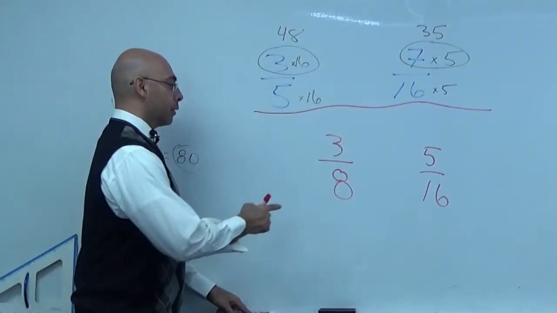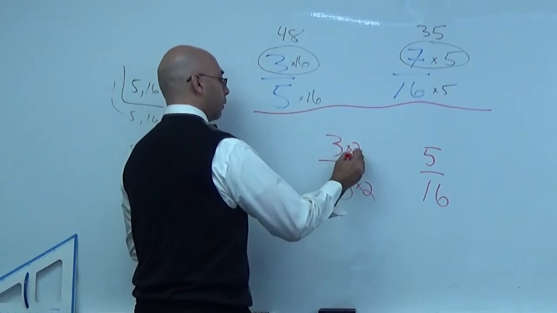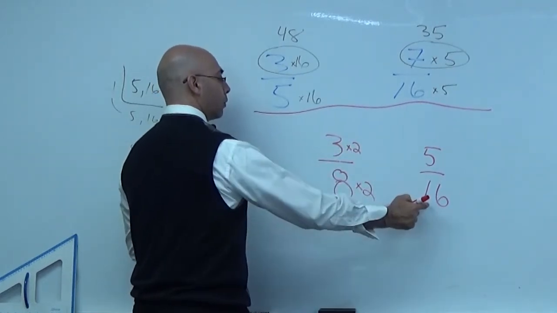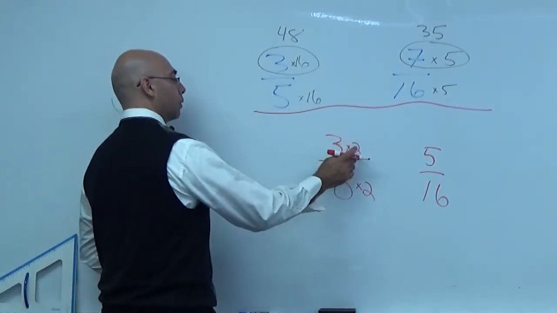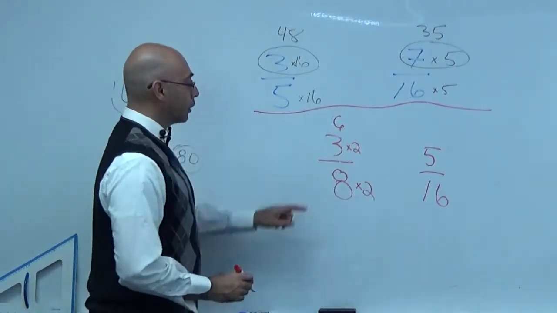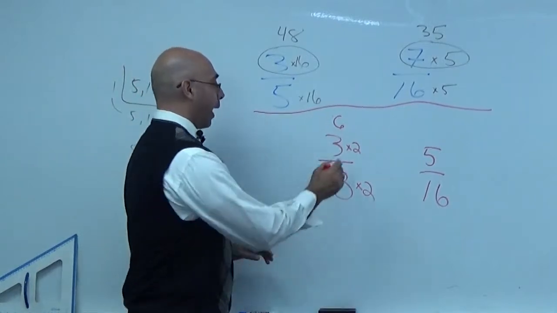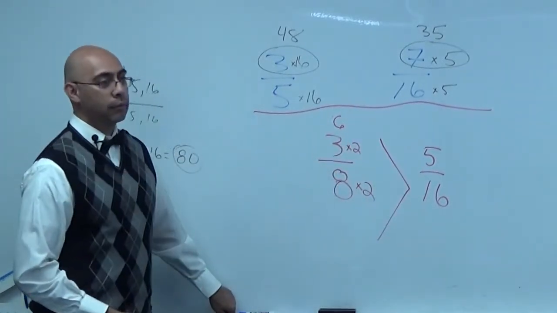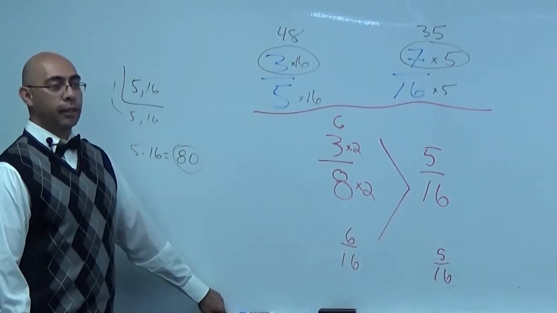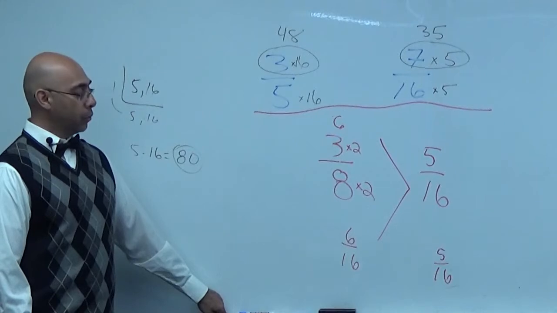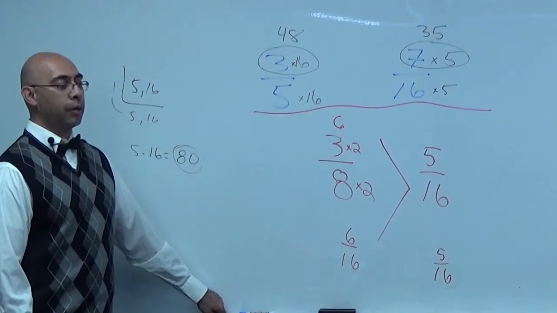Do you know how to make them the same? Times 2. I look at this, multiply 8 times 2. What should I do at the top? Multiply times 2, because what's 8 times 2? 16. Isn't that what that is? Yes. So do I even need to mess with this? No, save yourself some time. So what's 3 times 2? 6. All right, so which is bigger, 6 or 5? 6. So that means this is the bigger fraction. The big side gets the big fraction. In order for you to compare them, you need to have the bottom number be the same. If they are not the same, you cannot compare them.